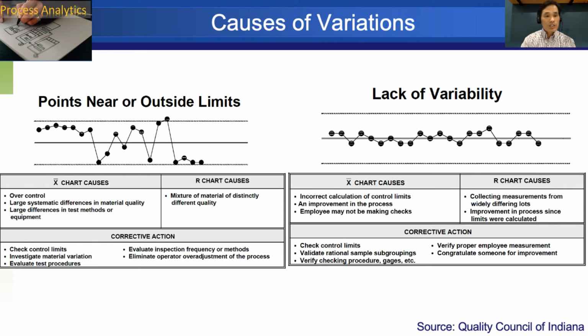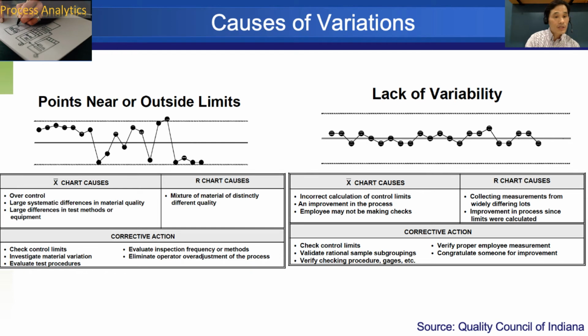Third situation is points near or outside limits. It's always good to have these points around the center line, and if they are approaching the boundaries too closely or even go out of bounds, then it's clearly a bad sign. And why is that happening? In an X bar chart, it happens because of over control. If we try to control it too tightly, then it might happen.